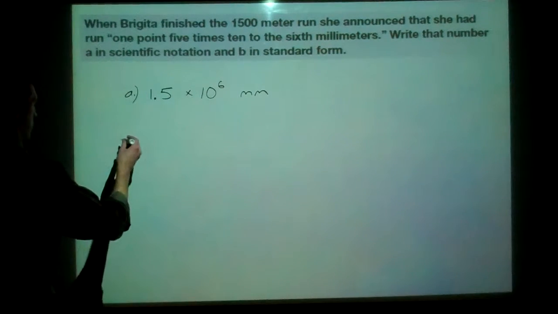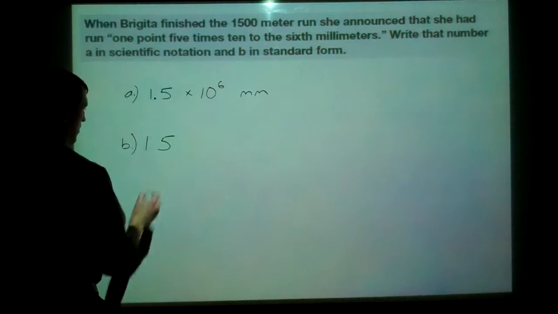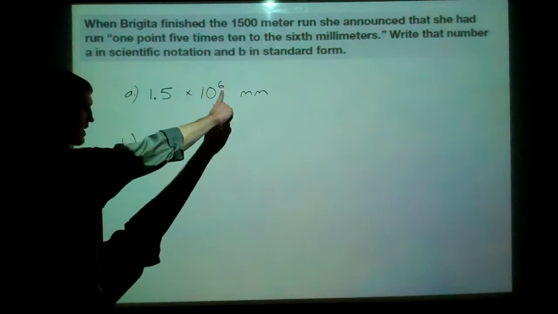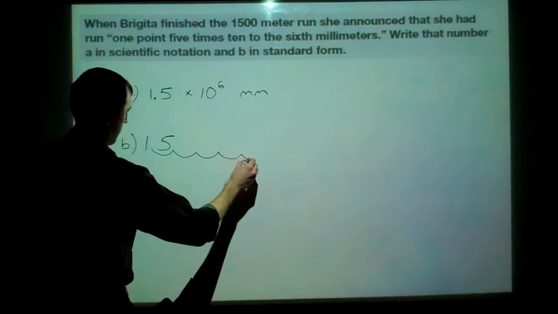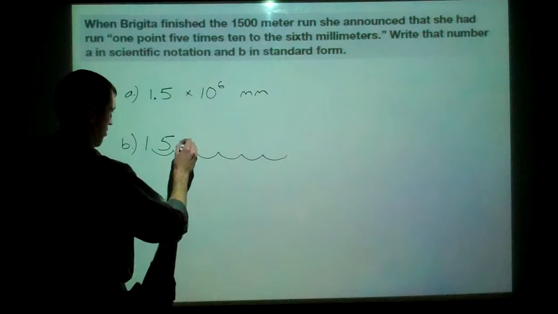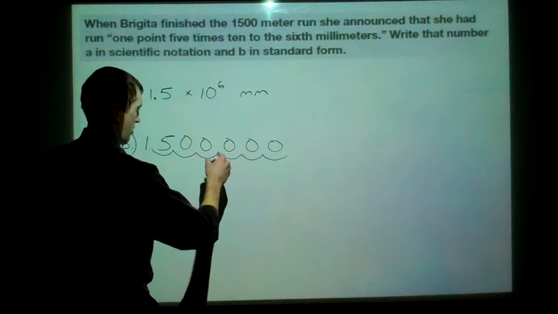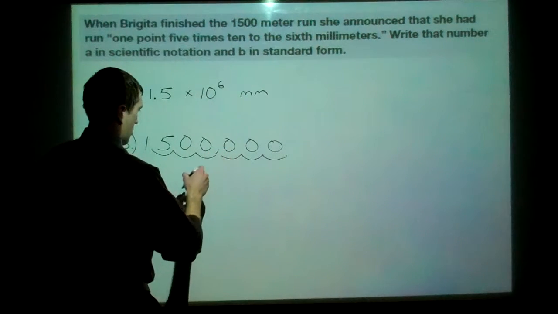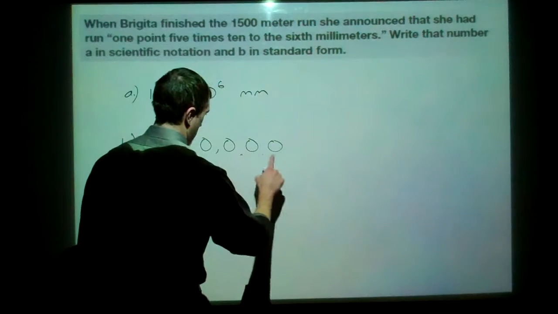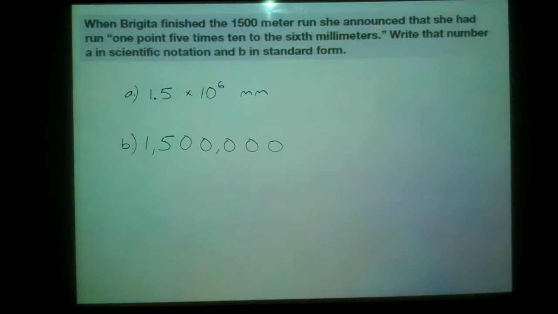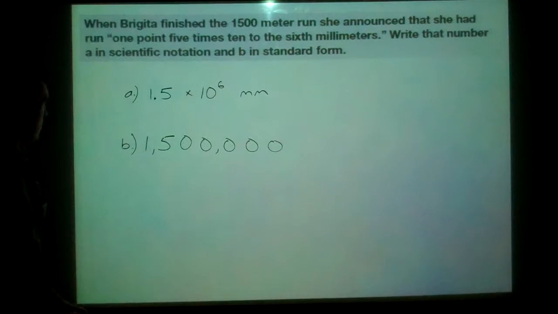That looks good. So for B, we take our 1.5, and we're going to move that decimal 6 spots to the right. 1, 2, 3, 4, 5, 6. Fill these with zeros. And then every third 0, we're going to add a comma. Right there. So that looks good. 1, 2, 3, 4, 5, 6. So that's a lot of millimeters.